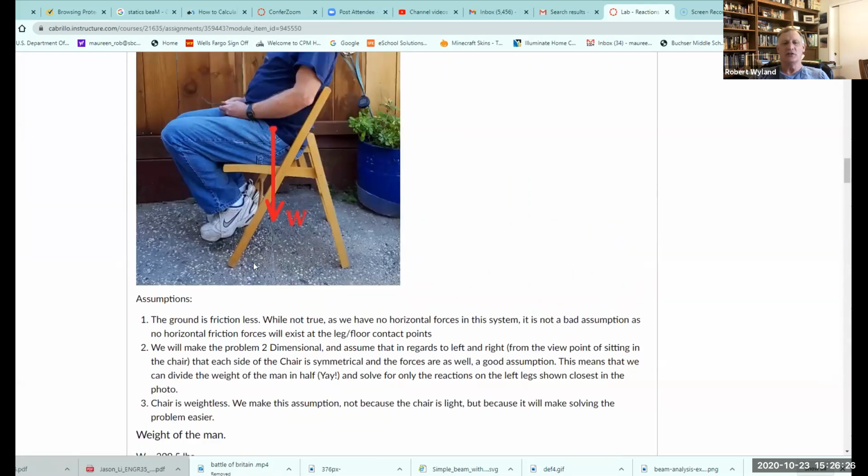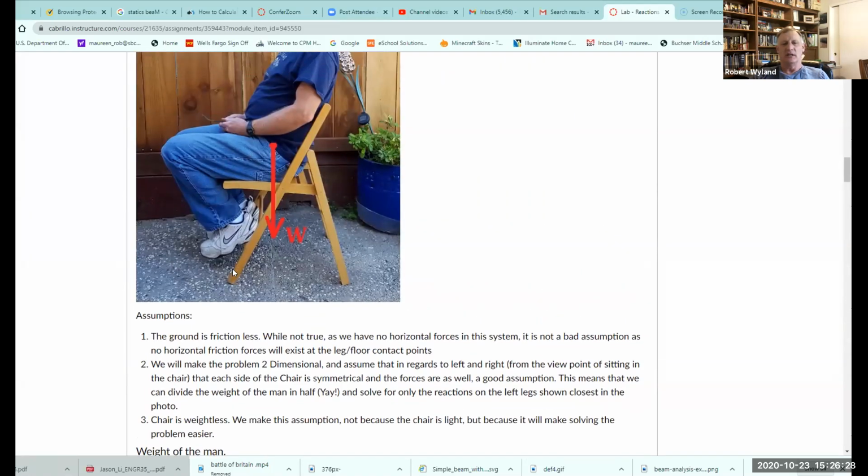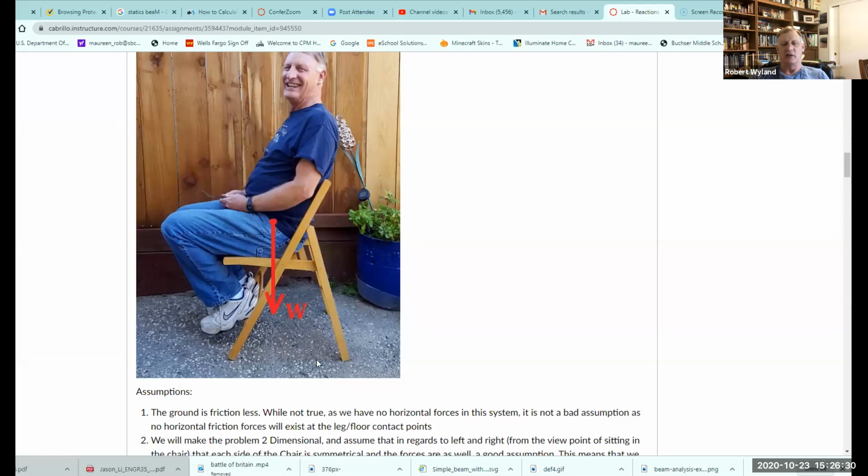We're also going to assume that these surfaces here are frictionless, which is far from true, but we're going to make that assumption anyway, partly because there really would be no horizontal force going on here. All the forces are in the vertical. So we can make that assumption even though it's not really a frictionless surface. Assume that it is. So that's like being on rollers again.